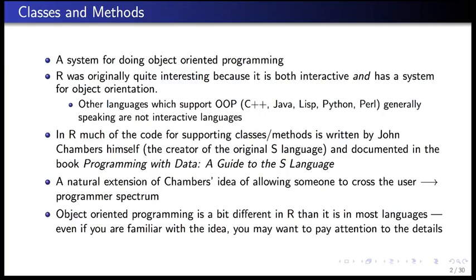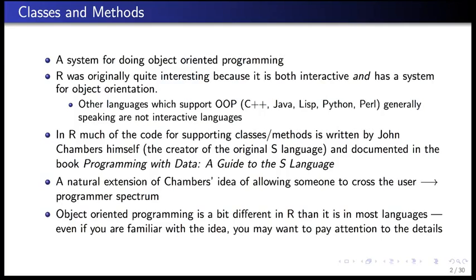The idea behind classes and methods and the ability to create new types of data in R is a natural extension of Chambers' original idea of allowing someone to cross from the user to the programmer. Remember, there was this spectrum that underlay the philosophy of the S language, which is to allow people to introduce themselves to the language as users, and then eventually, as they develop new and more complicated needs, they can become programmers and program new things into the R language. So the classes and methods system is really for the programmer end of the spectrum, where people need to do new things that are not in the R language already.